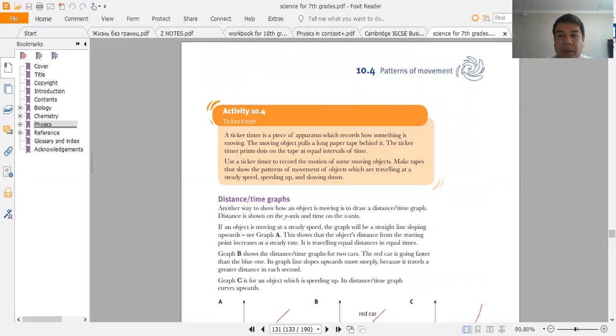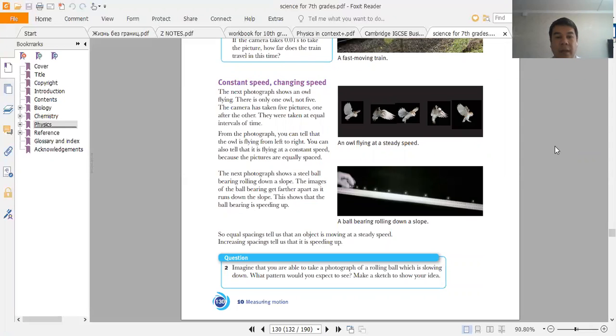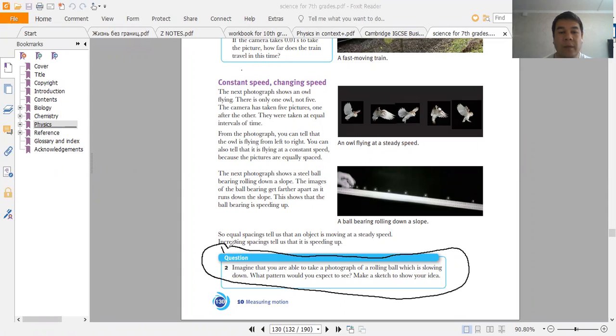And here I will also have one question. Imagine that you are able to take a photograph of a rolling ball which is slowing down. What pattern will you expect to see? Make a sketch to show your idea. Okay, dear students, I will ask this question to you. The question is here, question number 2. If you are able to think about this and write about this, I'm waiting for your answer about this case. So we will continue.